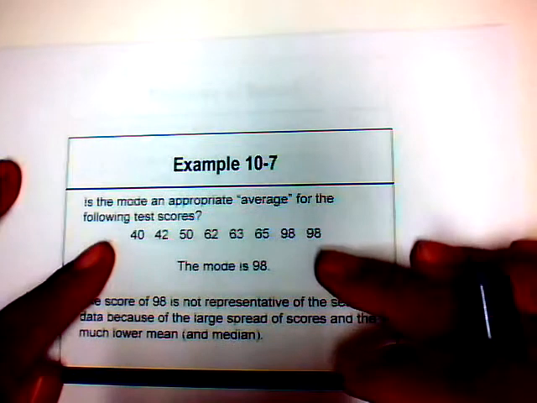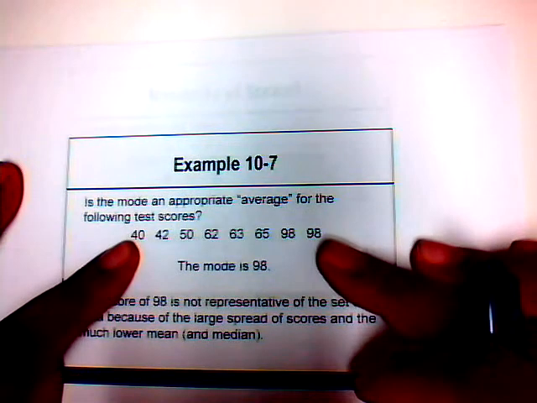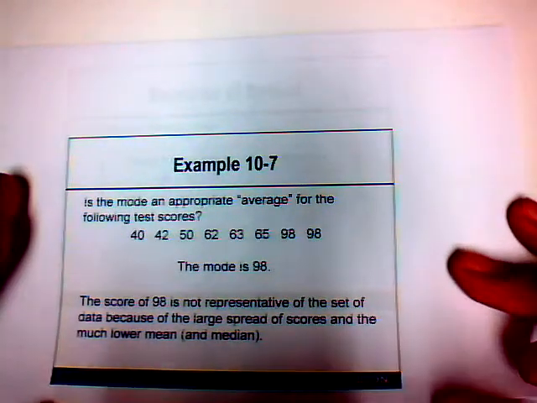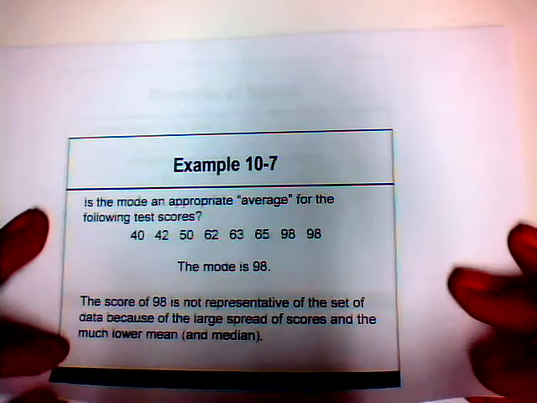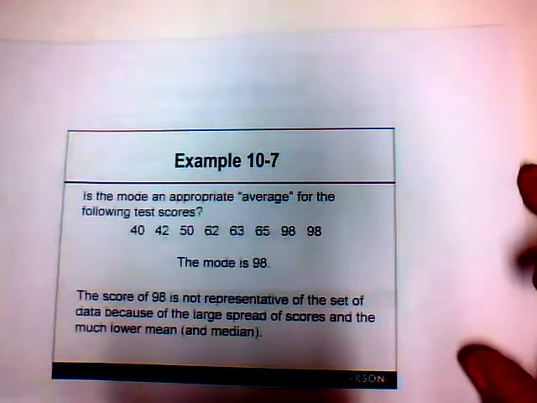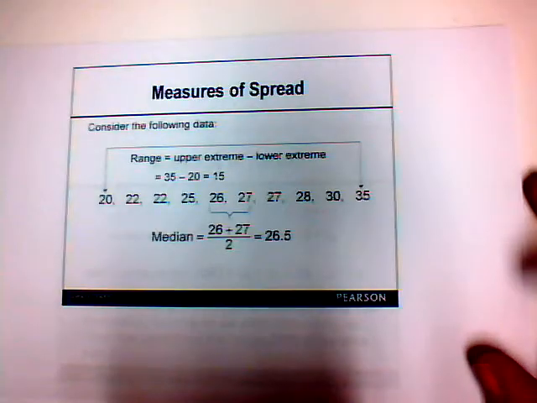Here the scores are very spread out. You have a wide range of values from 40 all the way up to 98. So the mode would not be a good representative value for that set of data.